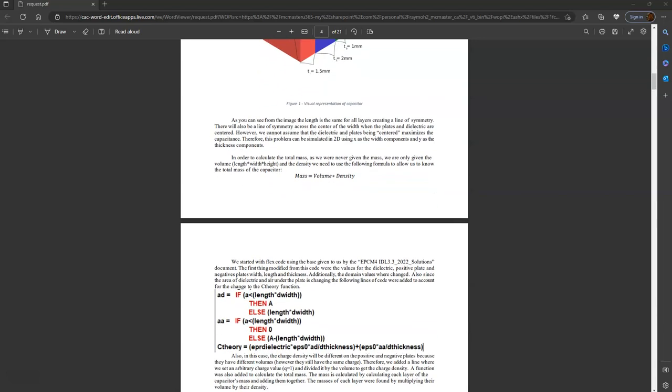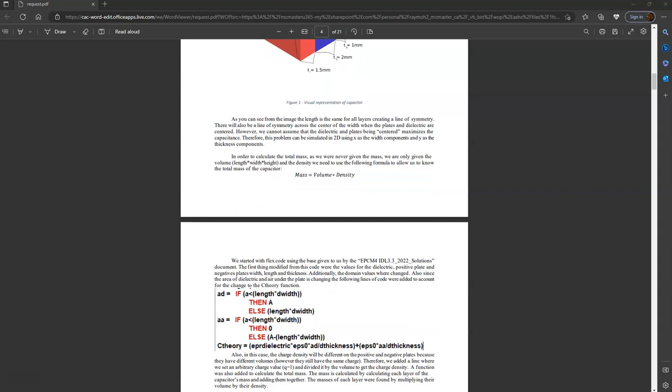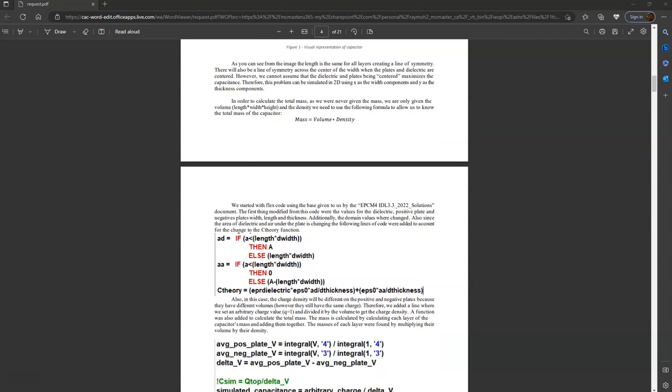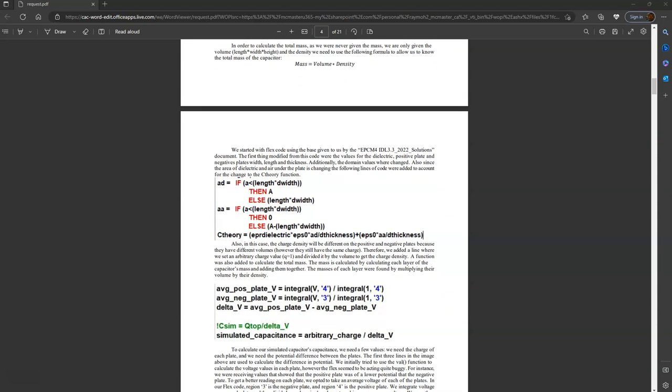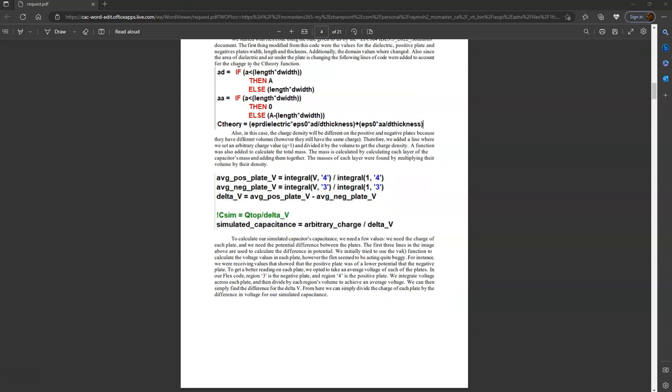The equations we made included the mass equation, since that was one of our constraints, and we did that by getting the volume times density. And this is an example of some code. We based our code mostly off of one of the problem set codes.